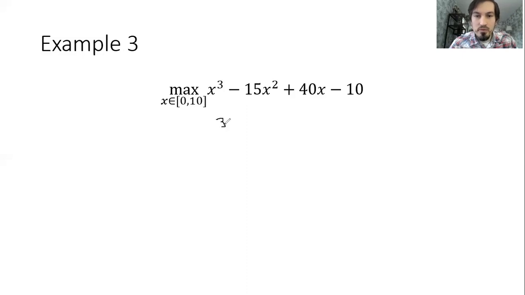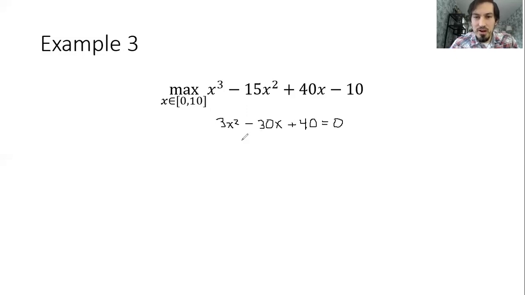What is it here, right? 3x squared minus 30x, oops, plus 40 equals 0. You guys got this far, I hope.